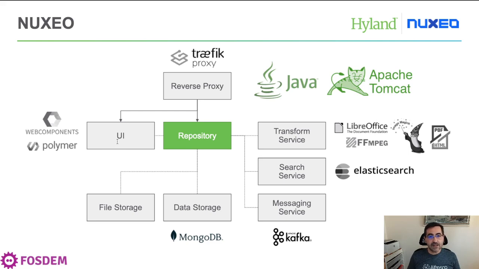Instead of using Angular, the stack used by Alfresco, Nuxeo uses web components and Polymer for the UI application. And in the same way, there is a legacy UI based on JSF. The new UI is named Web UI, while the legacy one is named JSF UI. Finally, Traefik is used by default to provide reverse proxy services, but Nginx or Apache HTTPD can also be used. Once we review the Nuxeo stack, we are ready to deploy the product. So let's move on to it.